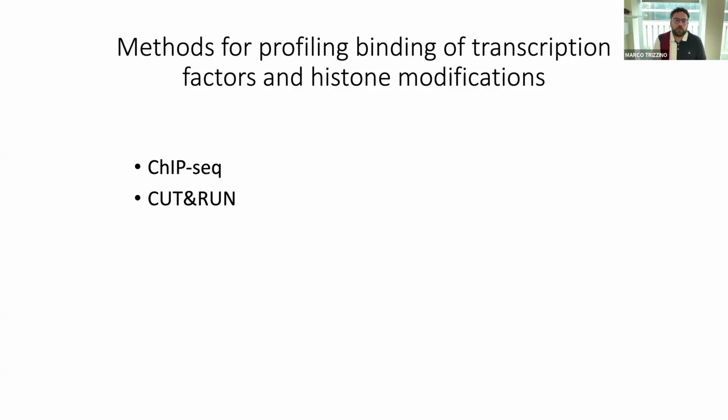So there are now 2 main techniques to do that. One is called ChIP-seq, or chromatin immunoprecipitation followed by sequencing. And the other one is called CUT&RUN, or there is now a new derivative called CUT&Tag. They're very similar to each other, and I will discuss them in a moment.